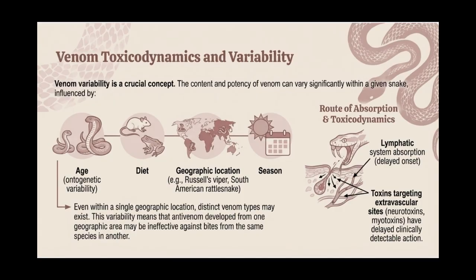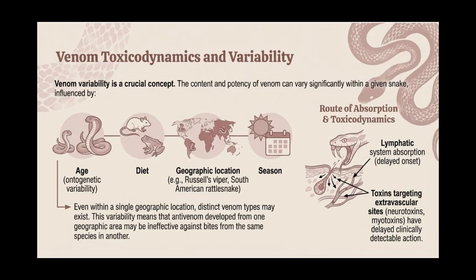Venom variability is a crucial concept in toxinology. The content and potency of venom in a given snake can vary significantly depending on factors such as age, diet, geographic location, and even season. This intraspecies and intra-individual variability means that venom from an adult snake may differ from that of a younger snake of the same species. This can lead to marked regional variation in venom activity to the extent that antivenom developed using venom from one geographic area may be ineffective against bites from the same species in another area.